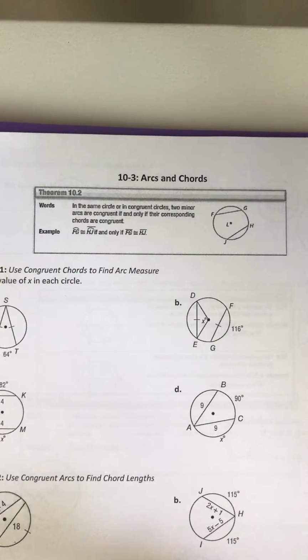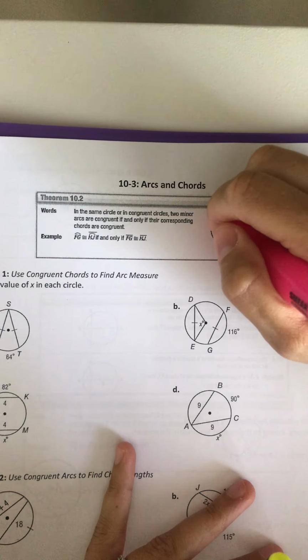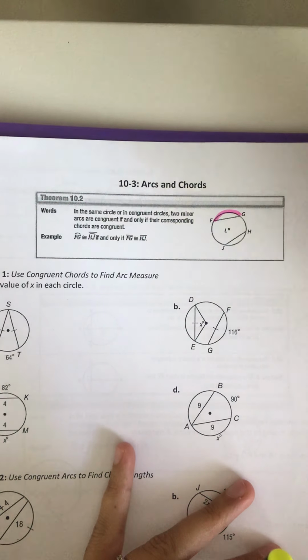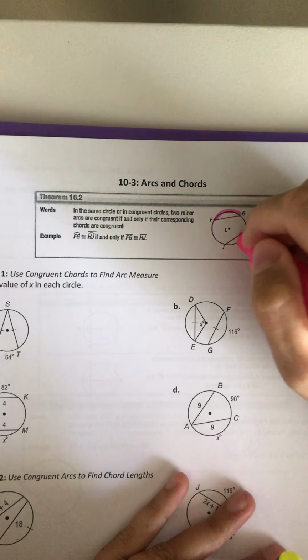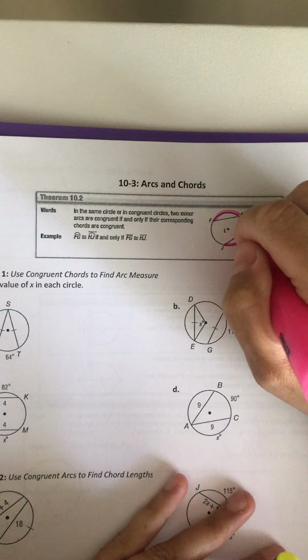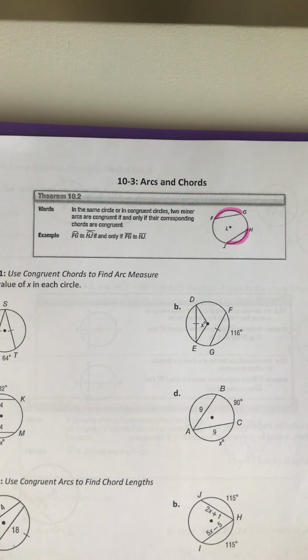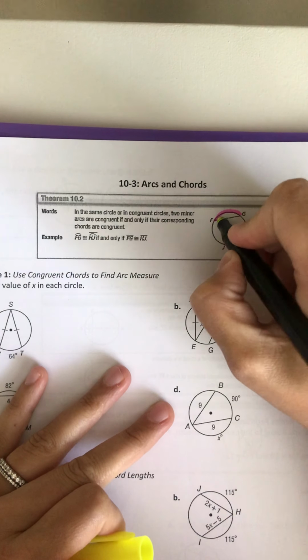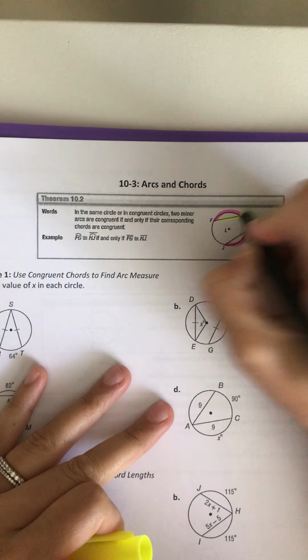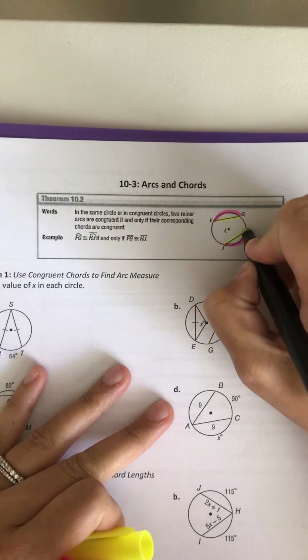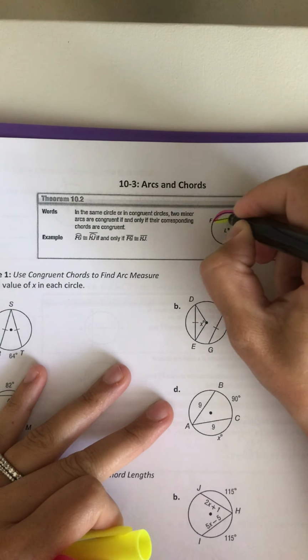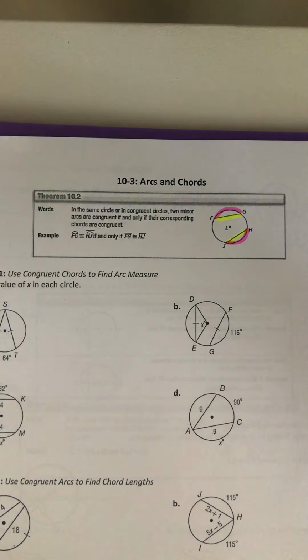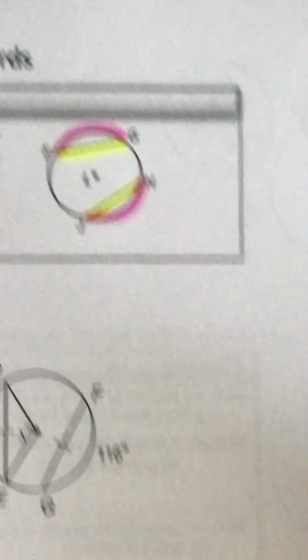and it has it in words here, if this arc FG is congruent to this arc HJ, then the chord that connects F and G has to also be congruent to the chord that connects H and J. So let's zoom in on that so you can see.